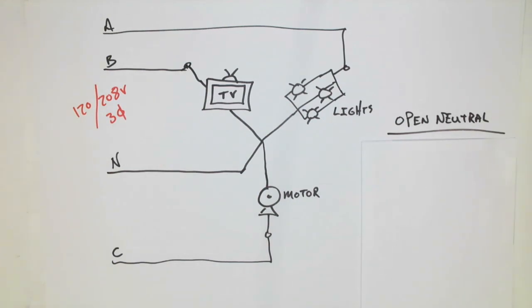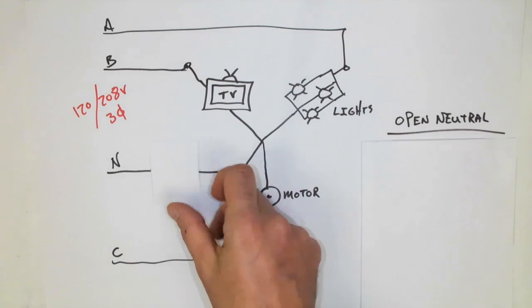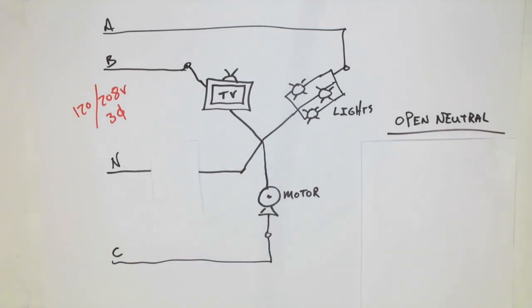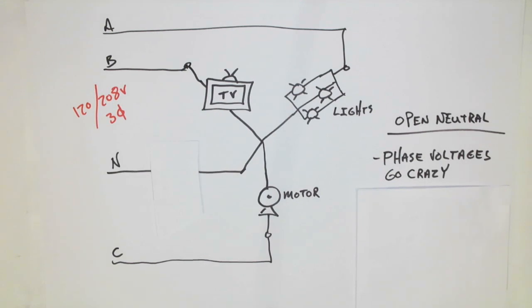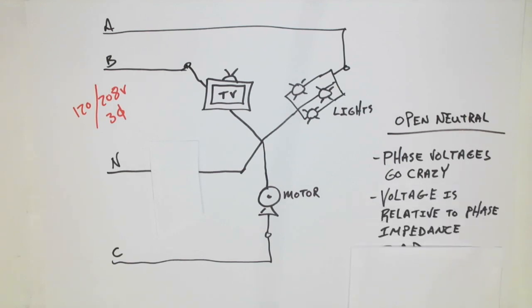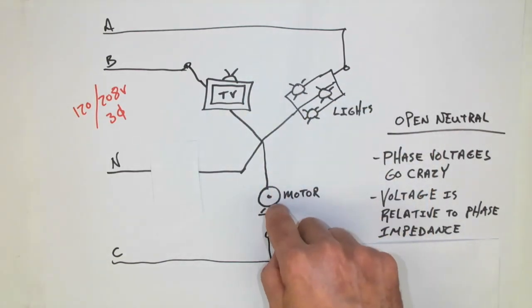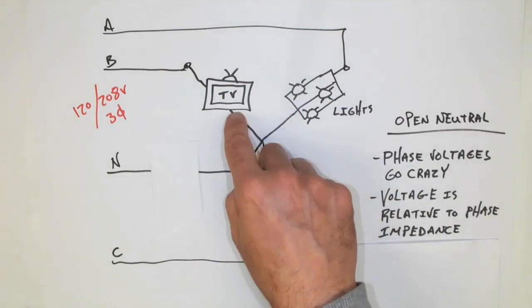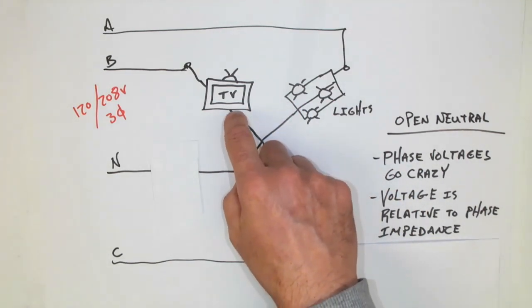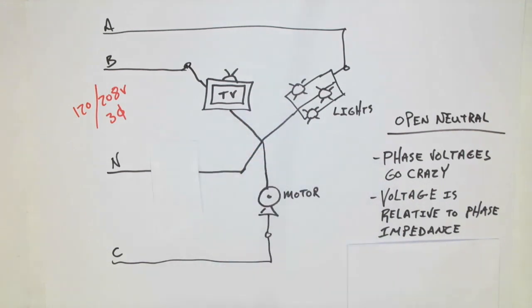Now, what would happen if instead of an open line or an open phase, we had an open neutral? Well, if the neutral goes open, phase voltages go crazy in much the same way that the voltages in a single phase system go all over the place. They are going to be based on the relative impedance per phase. And so what this means is that each of these loads is now going to get a different voltage. Some are going to be very low and some will be very high. And it will really depend on how many loads are connected into A, B, and C. It's a bit of a game of Russian roulette.